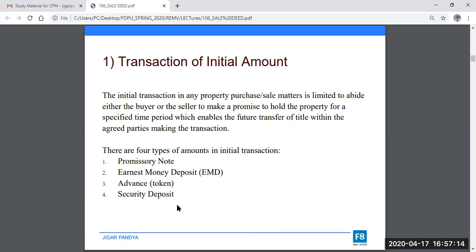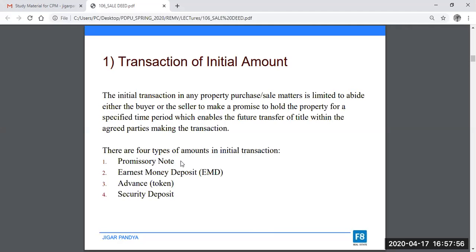Now let us look at the initial transaction amount. Now, an initial amount of transaction can be of four types for real estate property. Now, we look at all these four types. The first one is something we call a promissory note. That's a lump sum cash amount that is usually paid before the titles are inspected and before an agreement of sale is done.